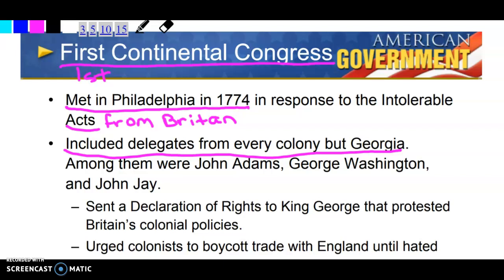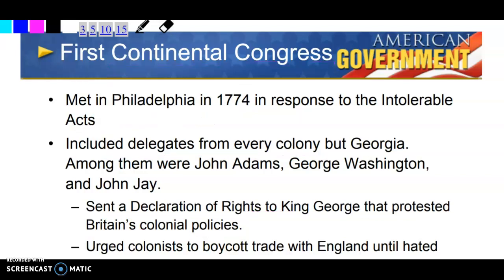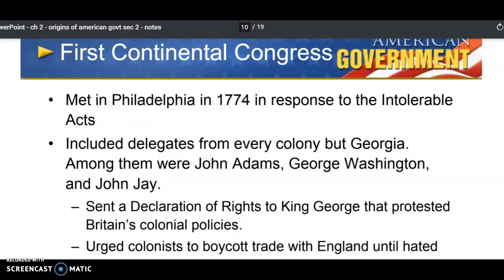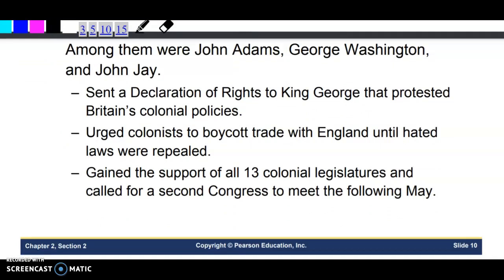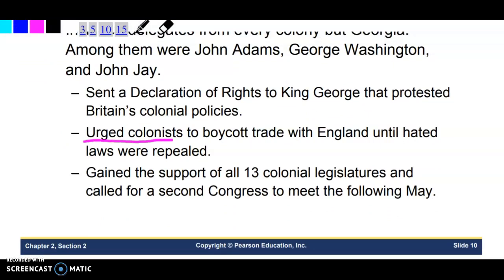What did the First Continental Congress do? Again, they sent a Declaration of Rights to King George that protested Britain's colonial policies. So all of these laws and policies that were being enacted, they sent this declaration to the king to let him know that they were unhappy with these practices and these policies. The First Continental Congress also urged the colonists to boycott trade with England until these laws were taken away or repealed.